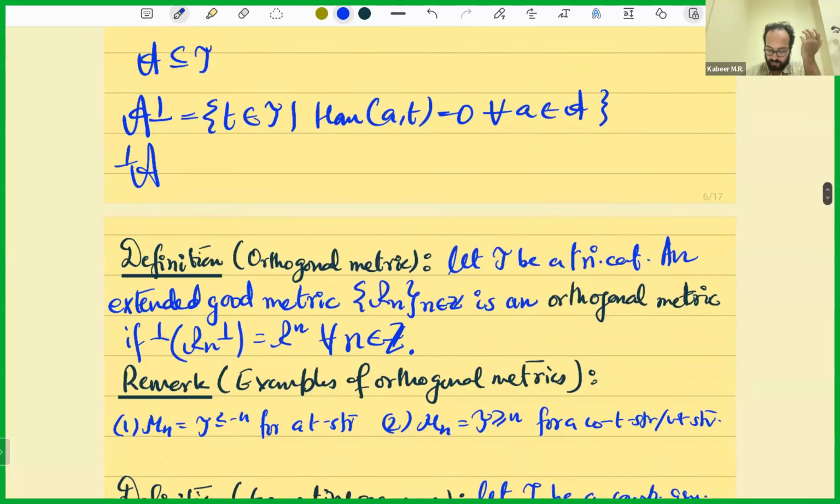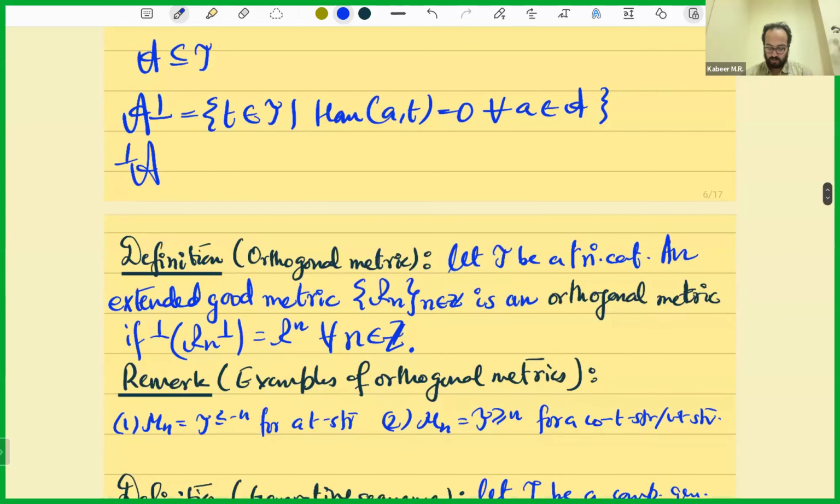So examples of orthogonal metrics: both the metrics that I talked about earlier are orthogonal. This just comes from properties of t-structures and co-t-structures, or weight structures. Of course, this won't change if you replace aisles by co-aisles. But we are still interested in the aisle metric for a reason. We'll come to that in a bit.